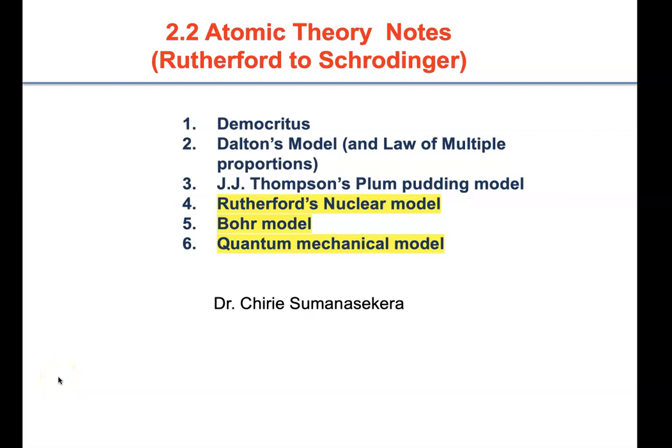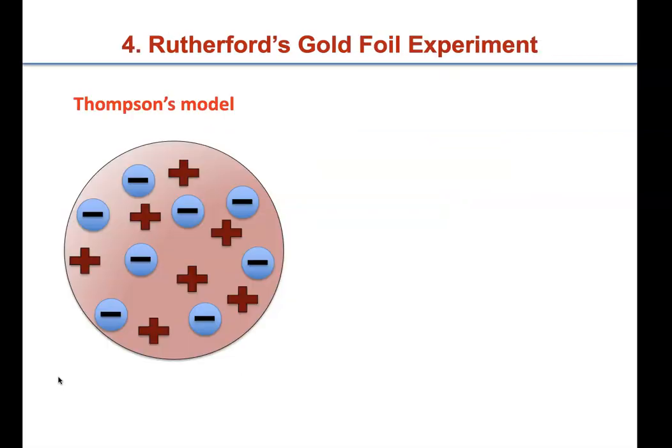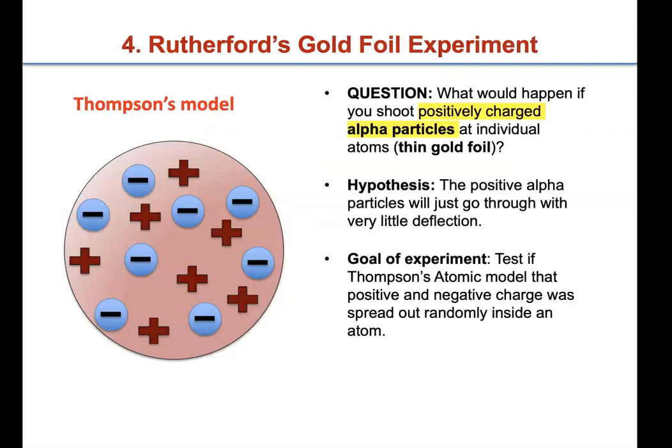Okay, in 2.2 Atomic Theory Notes, we are going to discuss Rutherford to the Quantum Mechanical Model by Schrodinger. So here's the Thomson model. Rutherford, in his gold foil experiment, tries to test if Thomson's atomic model was indeed true, that protons and electrons were randomly dispersed.